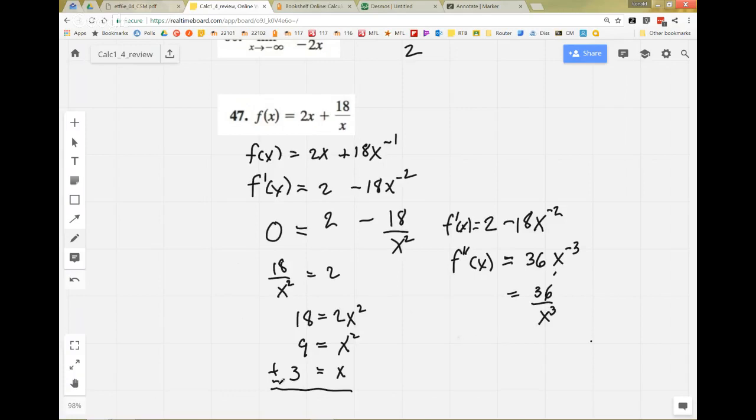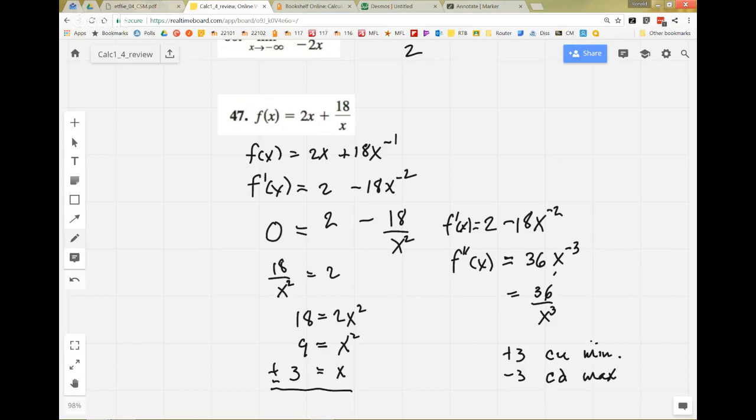Therefore, at plus 3 it's concave up, and that means this must be a min. At negative 3, negative 3 cubed is negative 27. When you divide, you get a negative. So that's concave down, which means that must be a max.